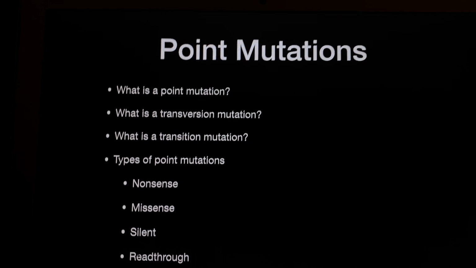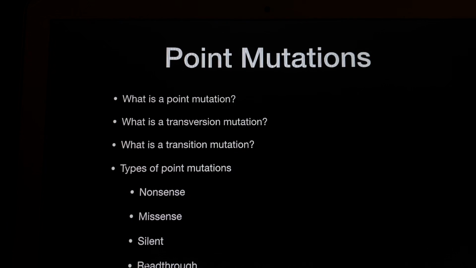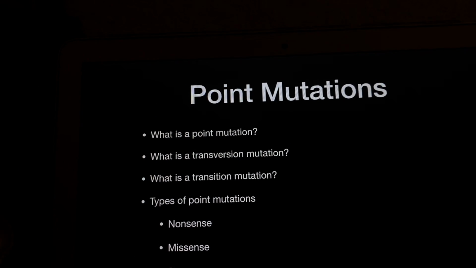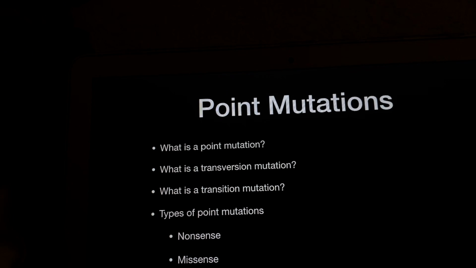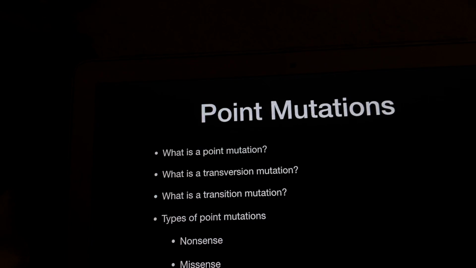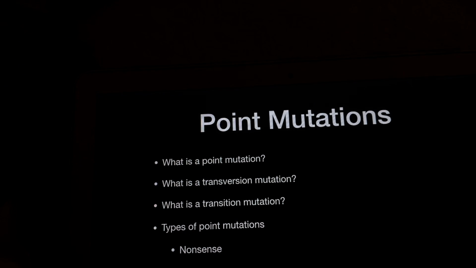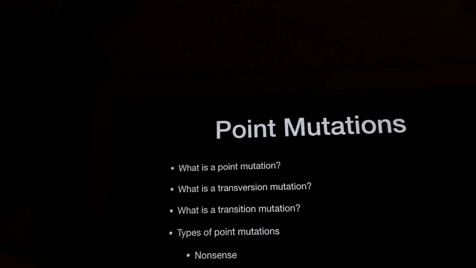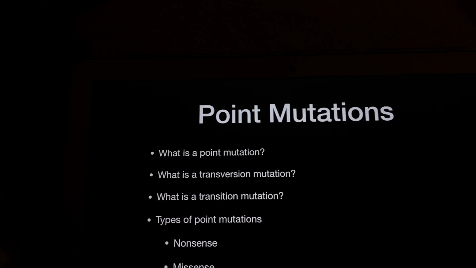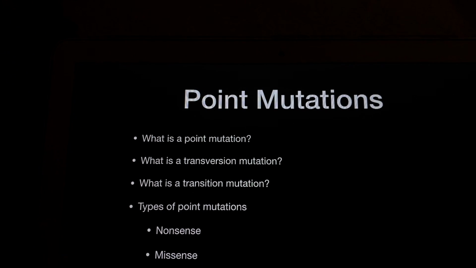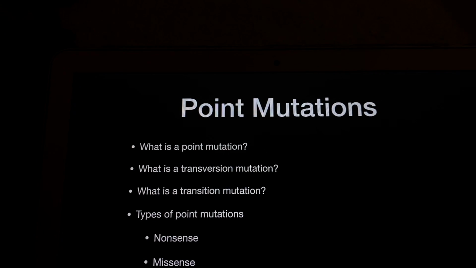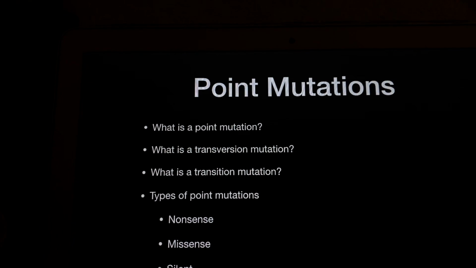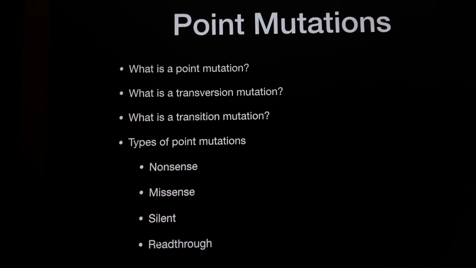A point mutation is where there's a change within a DNA sequence to a single nucleotide. So then there's transversion mutations, which is where there's a replacement of a purine base with a pyrimidine base, or vice versa. And then you have transition mutation, which is a replacement of the purine bases only with purine bases, and then you have a replacement of pyrimidine bases with only pyrimidine bases. So there's 4 different types of point mutation. There's nonsense, missense, silent, and read-through.